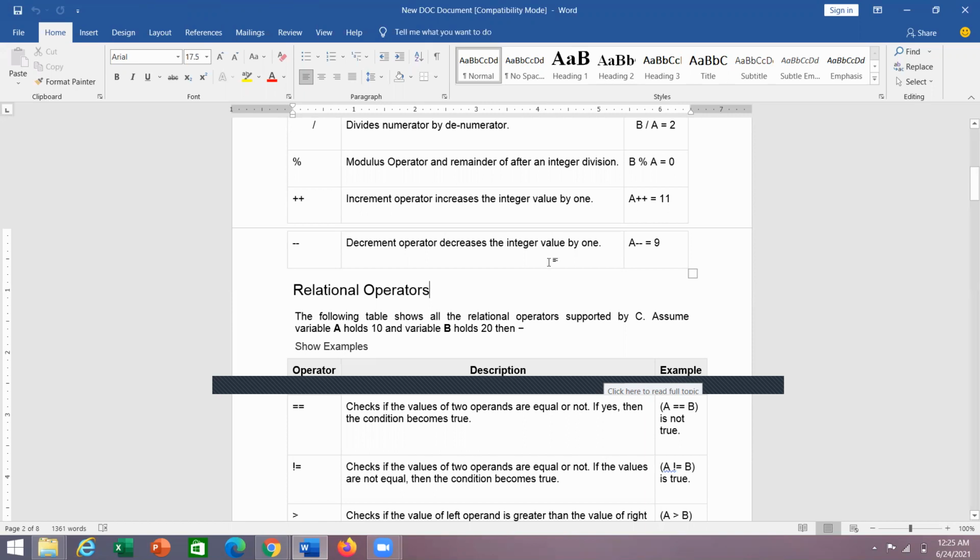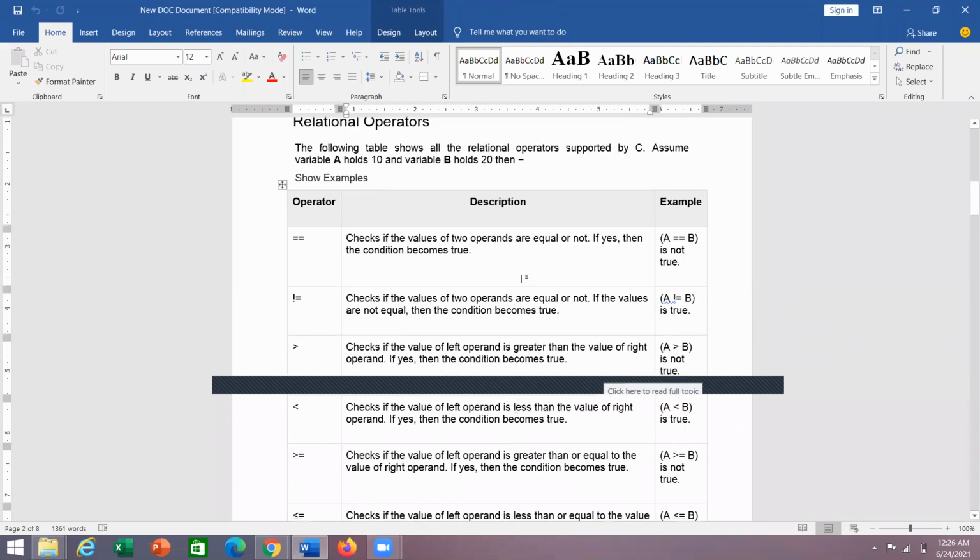And the decrement: for example, the A value is 10, and decrease means 10 minus minus. That means decrease the value by 1, so 10 minus 1 equals 9. This is the increment and decrement operators.